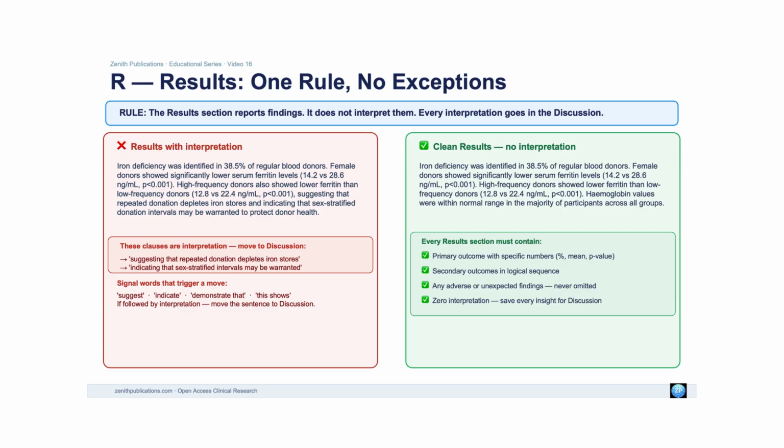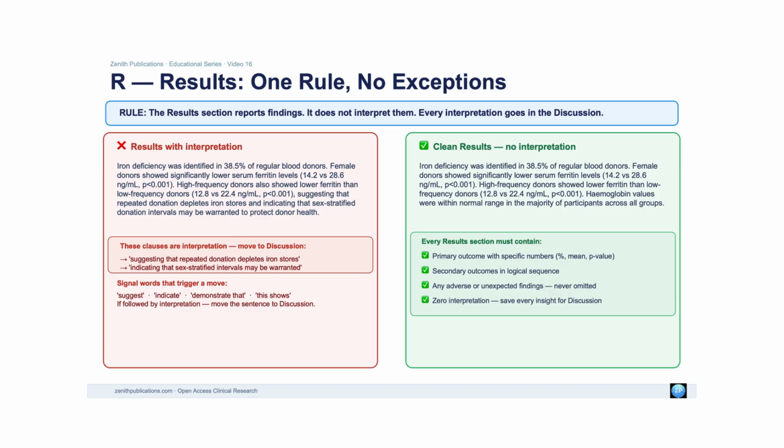Suggesting that repeated donation depletes iron stores, and indicating that sex-stratified donation intervals may be warranted. Those last two clauses, suggesting that, and indicating that, are interpretation. They do not belong in results. They belong in the discussion. Remove them, and the results section becomes clean.